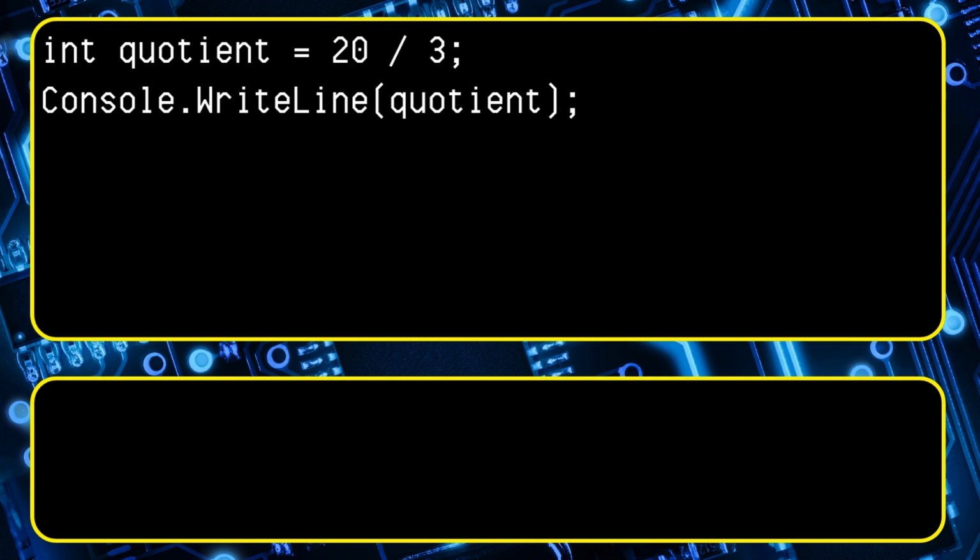Next up is division, which uses the slash symbol. And pay attention because there's a slash and a backslash. This is the one down at the bottom of your keyboard on the same key as your question mark. Now, if both operands are integers, C# will do integer division, which can't have any decimal data. So the result can't be 6.67.